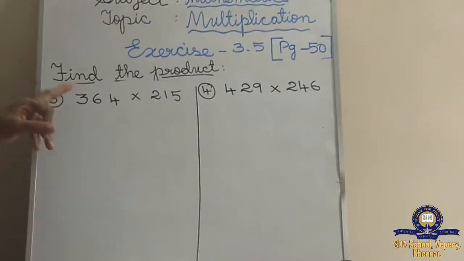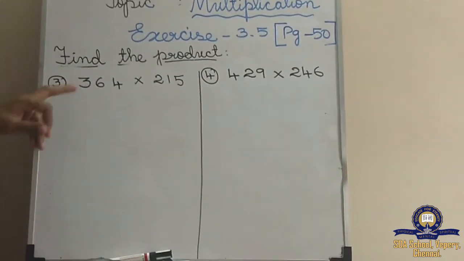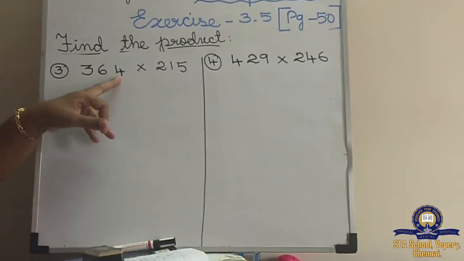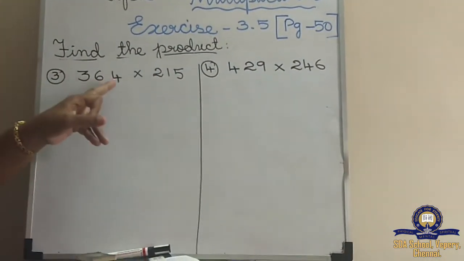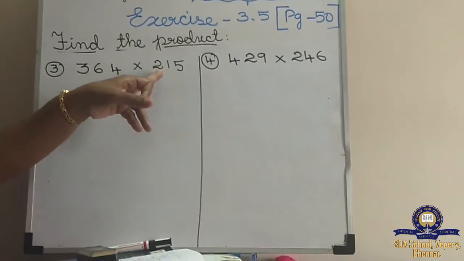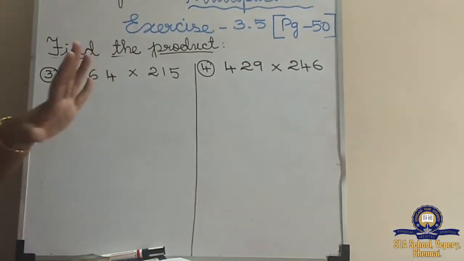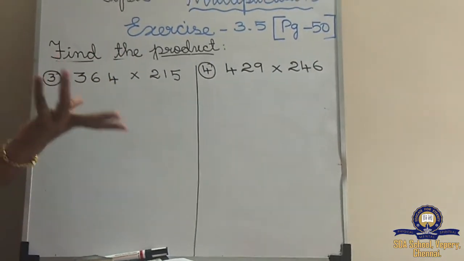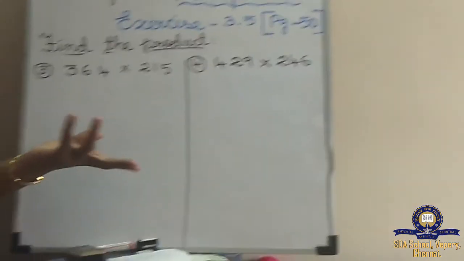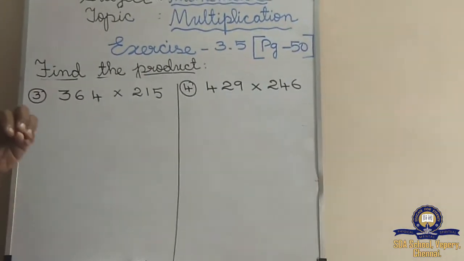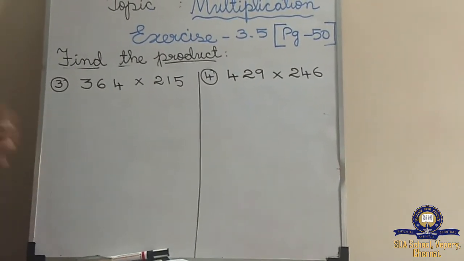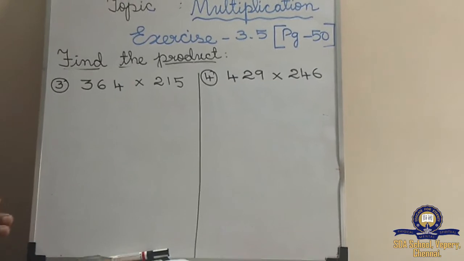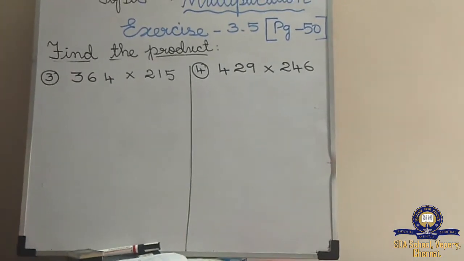Okay, children, now we'll see the third sum. 364 multiplied by 215. Children, don't worry, this is a big sum. Don't say 'I can't do it.' If you are thorough in tables, the sums will be very easy. Be happy. While doing it, don't cry. You will be free, so it will be very easy for you.